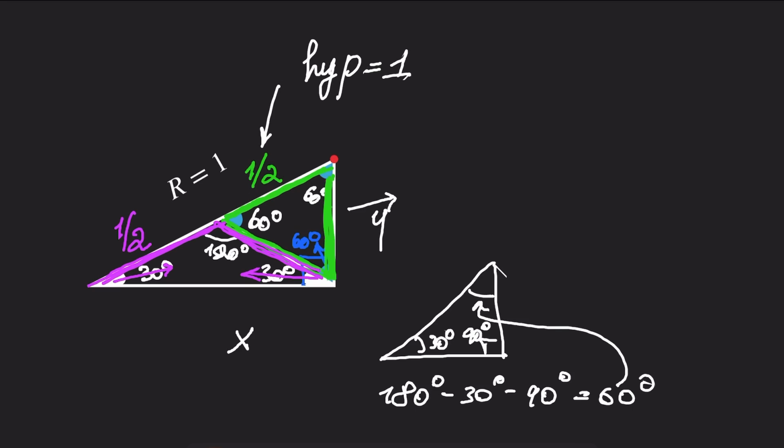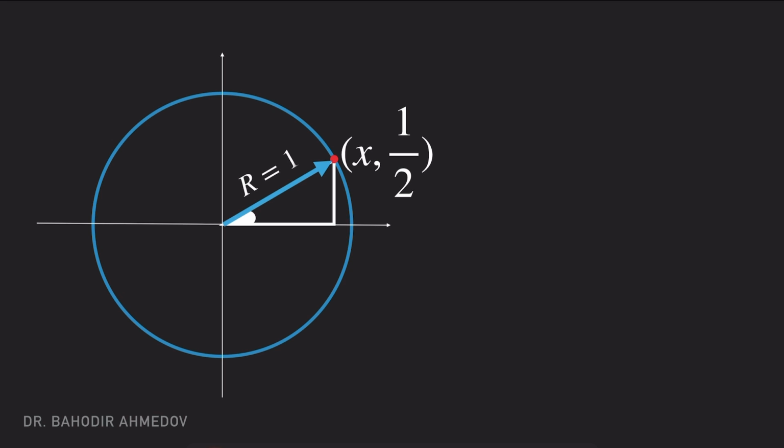And at the same time, since this side is equal to 1 over 2, then this side is going to be equal to 1 over 2 as well. So the y is equal to 1 over 2. Okay, so when the angle is equal to 30 degrees, the y-coordinate of the point is equal to 1 over 2.